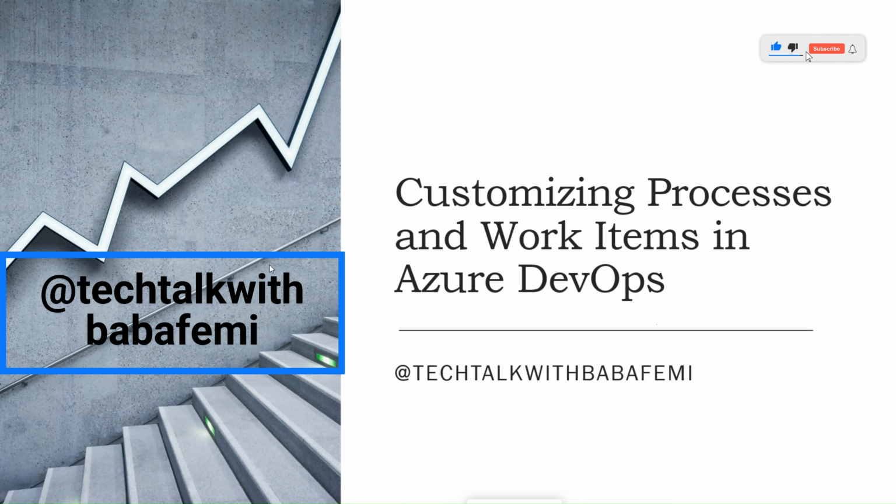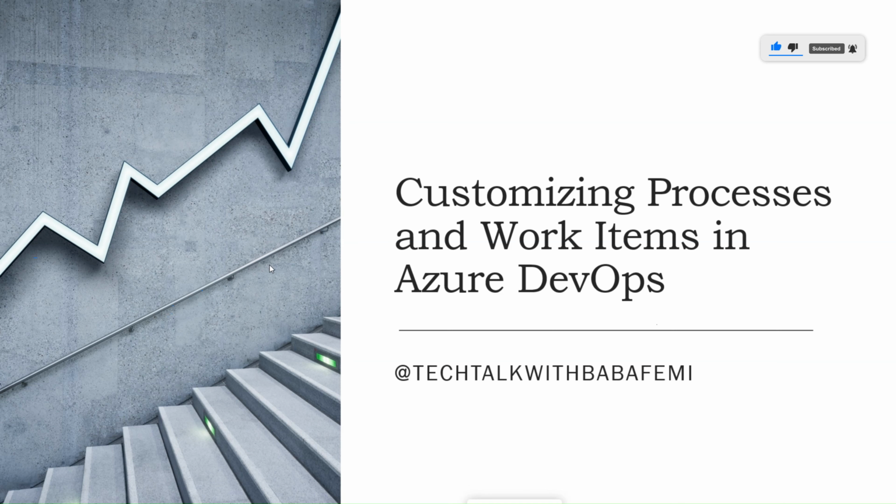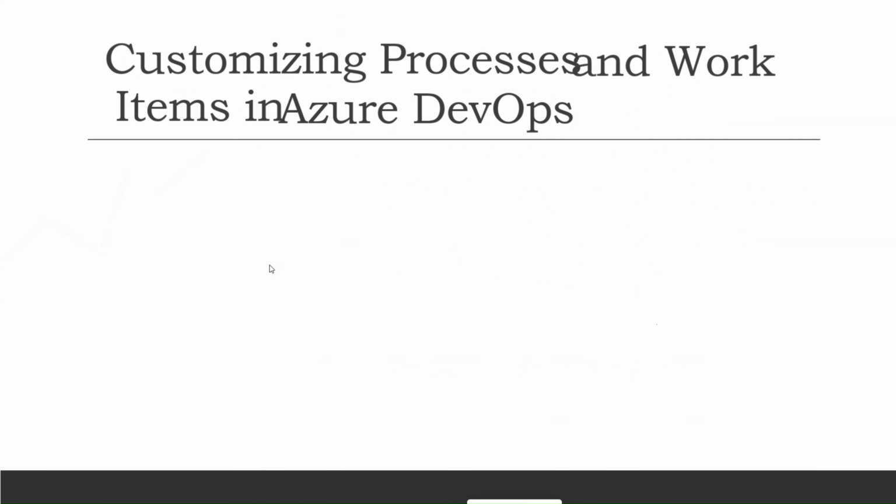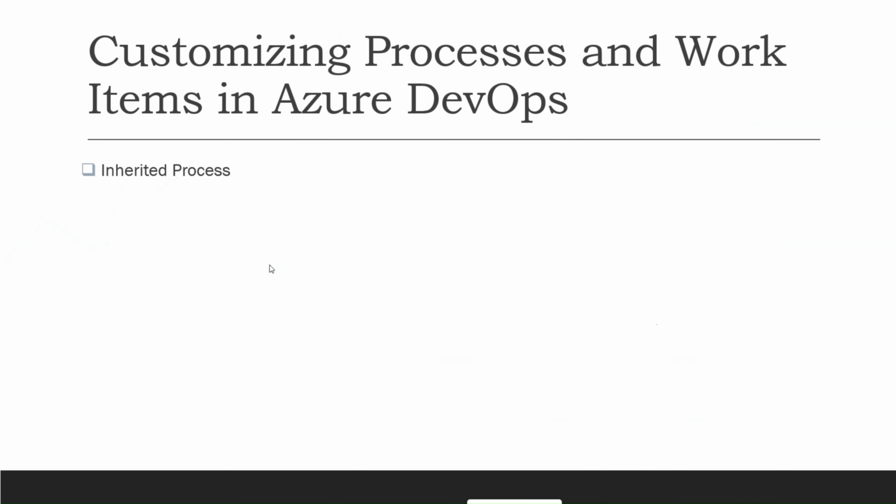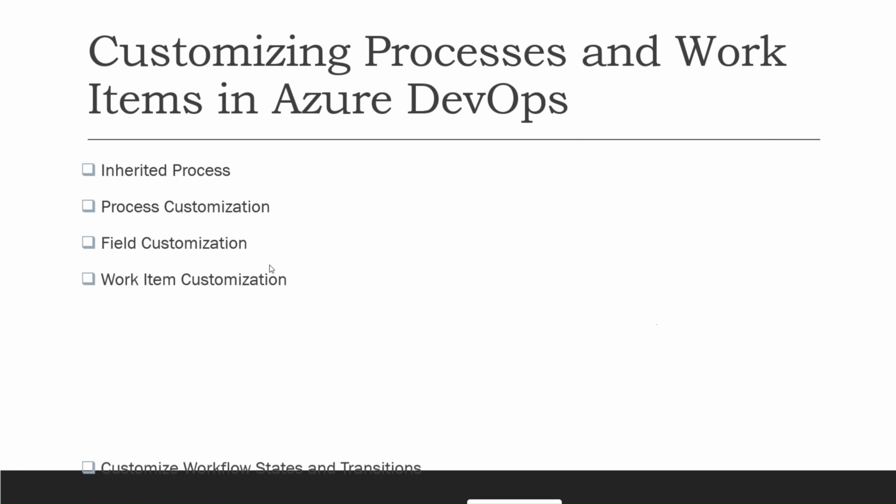In today's video, we'll be looking at how we can actually customize work item fields, work items, and work item processes in Azure DevOps. For us to be able to do this, we need to start with what we call the inherited process. This will give us the avenue to be able to customize our work items and work item processes. Once we have been able to create our inherited process, then we'll take a look at how we can customize the process itself. Then from there, we'll look at the work item field customization. Then we'll take a look at the work items customization and wrap it up with customizing workflow states and transition. Now let's take a look at how we can actually do all this.